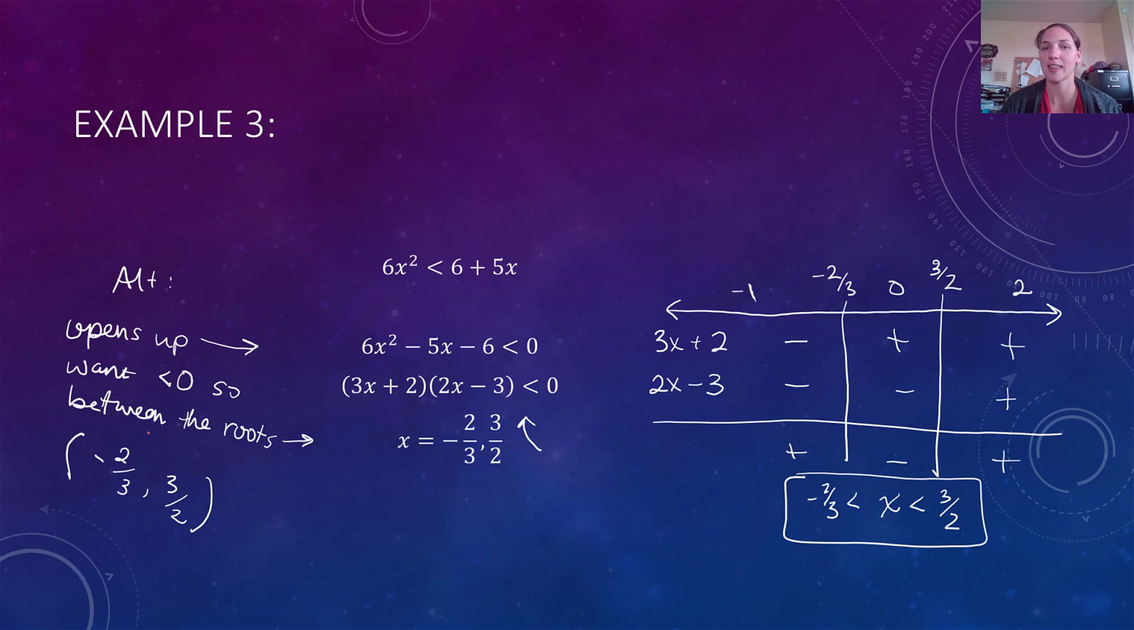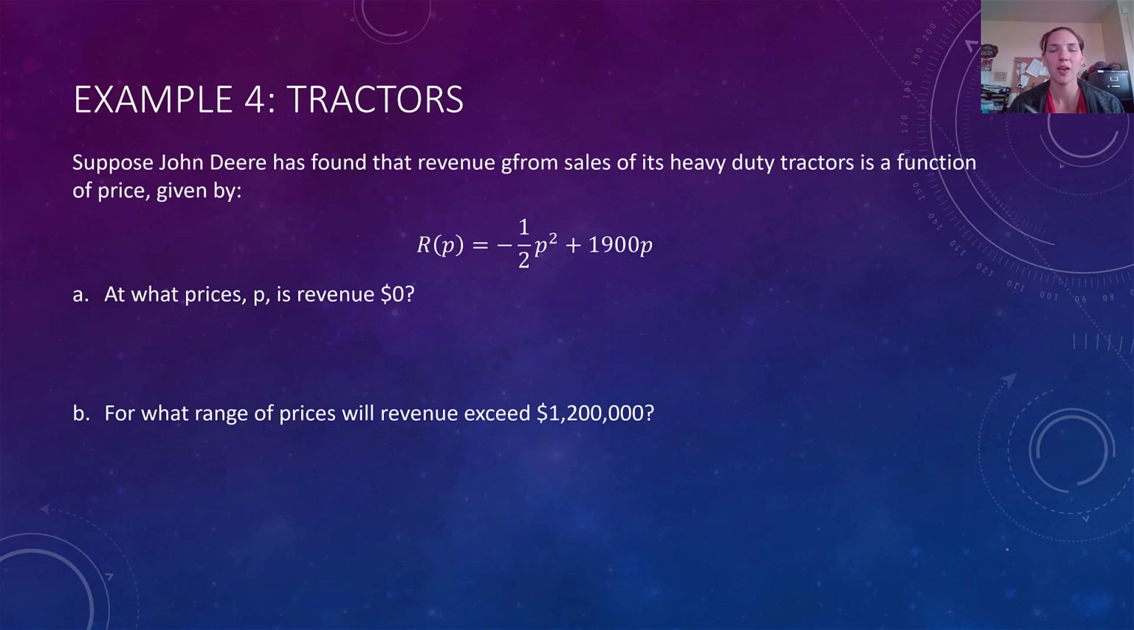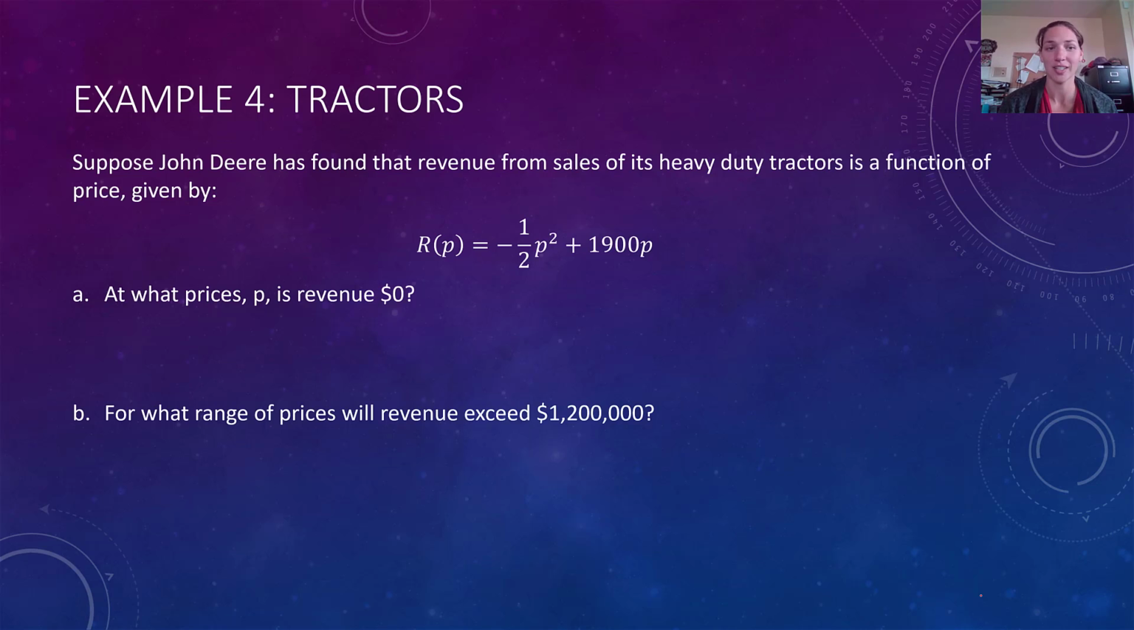All right. That's not the only thing we have to do in here, though. We still get word problems. Suppose John Deere has found that revenue from sales of its heavy-duty tractors is a function of price, given by this R of P function, this revenue function. Revenue equals -1/2 P squared plus 1900 P. At what prices P is revenue $0? So what prices can we charge and sell nothing or make nothing? So that's where we just want equal 0.